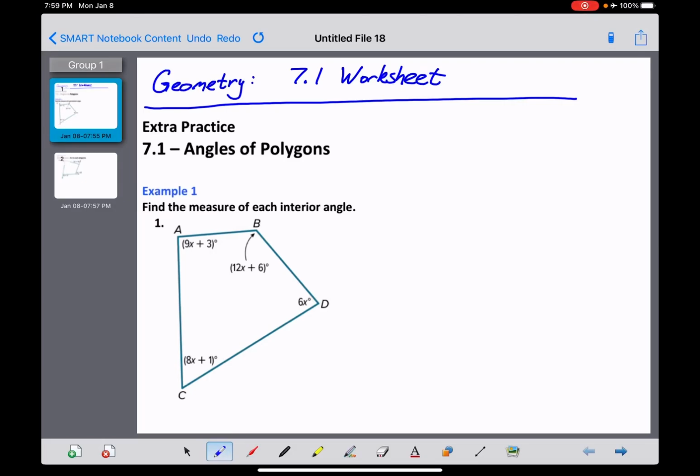Okay, geometry, for our e-learning lesson today, I'm just going to walk you through how to do a couple of problems on this 7.1 worksheet. The first batch of problems is asking you to find the measure of each interior angle in this polygon right here.